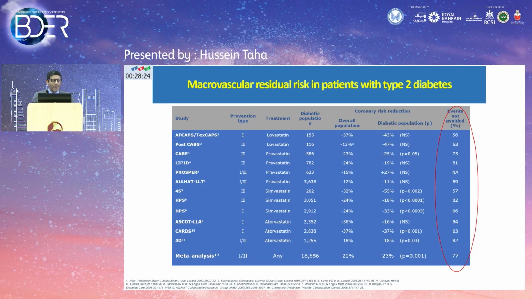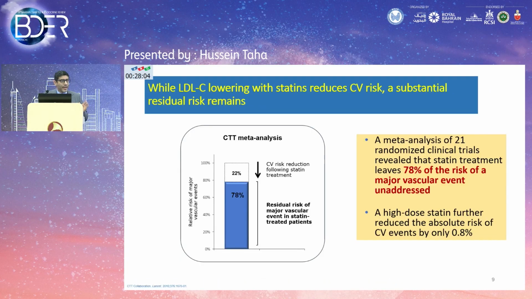When we look at many meta-analyses focused only on statin therapy in patients with atherogenic dyslipidemia, there were still many events that were not prevented, as you see in the graph. Even with lowering LDL to target, 78% of the risk of major cardiovascular events remains unaddressed. That means we should think about something else. It's not only the LDL target. There is something else missing which we have to tackle.